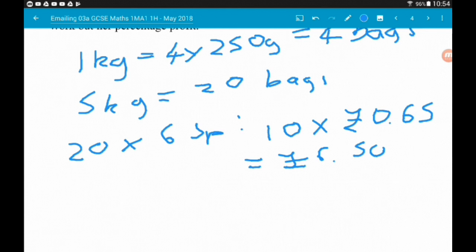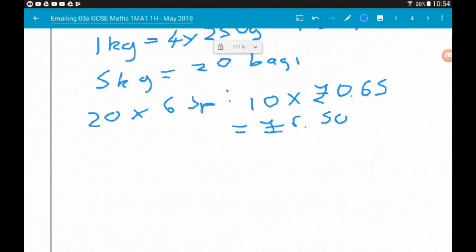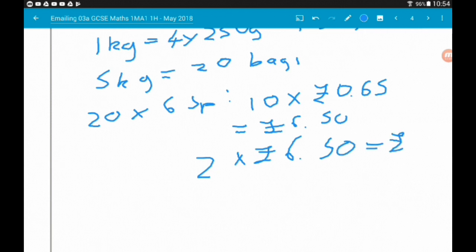In total I want to multiply by 20. So I'm now going to do 2 times £6.50. And that is going to give me £13. So when she sells all her sweets, she makes £13.